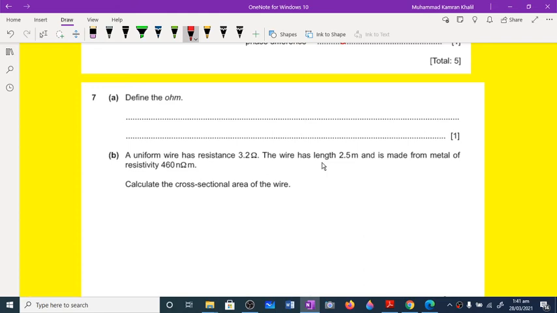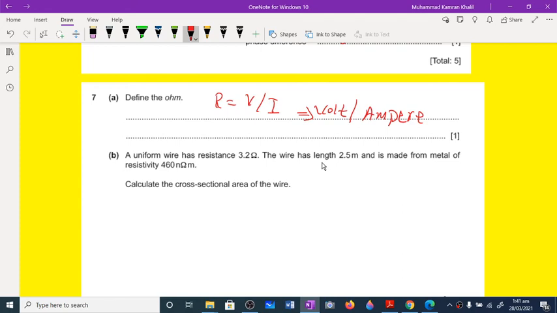Now the next question, question number 7, the second last question: define ohm. He has not asked to define Ohm's law, he is saying ohm. R equal to V upon I. The unit of the voltage is the volt, and for the current it is the ampere. So this is the definition of the ohm: the ratio of the voltage to the current, volt per ampere, is called the ohm.